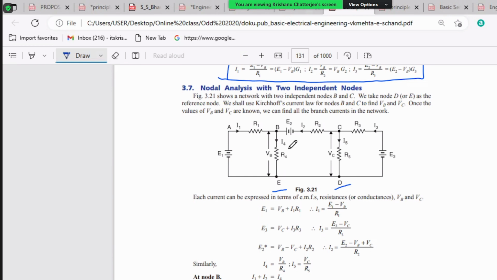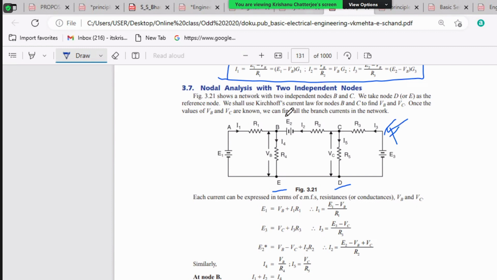So independent nodes, obviously, if you are talking about this node, it has no name, but still this will be a dependent node. A will be a dependent node. Let me give it a name, you also should give a name obviously. Say F. F is a dependent node, A is a dependent node because those are connected directly to the battery. B and C we are assuming to be independent nodes.